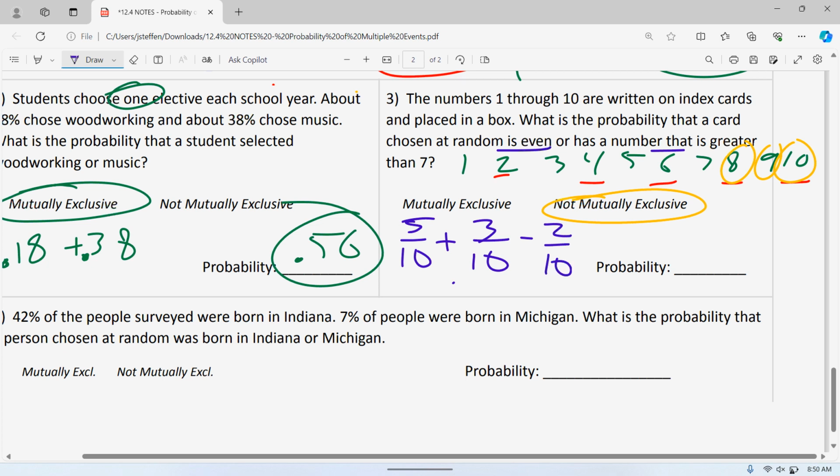If you want to reduce your fractions beforehand, you can, but it's easier not to if you're adding, especially by hand. 5 plus 3 is 8, minus 2 is 6, over 10. Make sure you reduce that. That's 3 over 5, which is 60%.